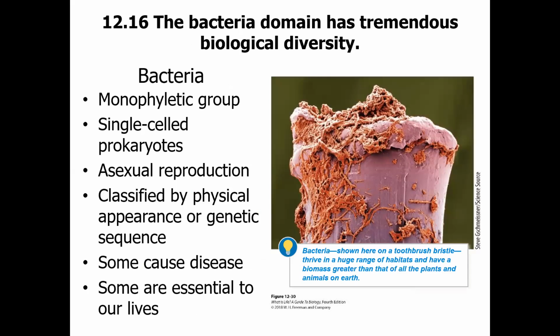Okay, but in terms of those three domains, the bacteria, the archaea, and the eukarya, those are our three broadest groupings we have for all of the biodiversity we have on Earth. So the first big domain is your bacteria. This is a monophyletic group. Again, monophyletic group means that all of the descendants come from a common ancestor.